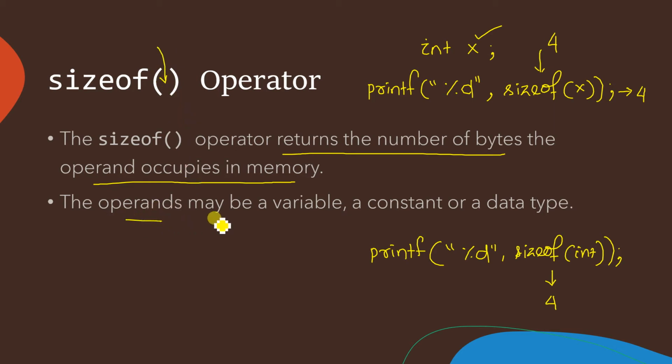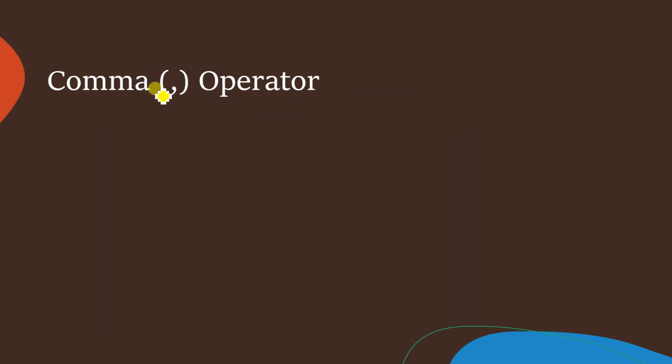So this operand can be a variable, a constant, or a data type. Whatever you want, you can put inside this bracket and you will be able to find the size of that particular variable, constant or data type. Anyway, next, the last part of this discussion will be the comma operator.